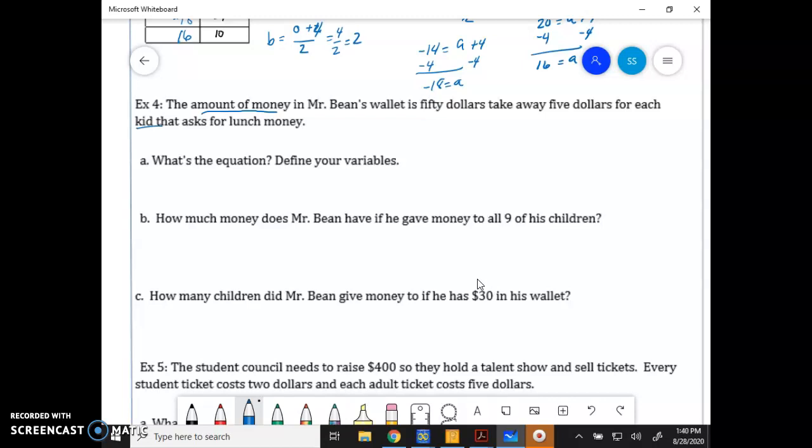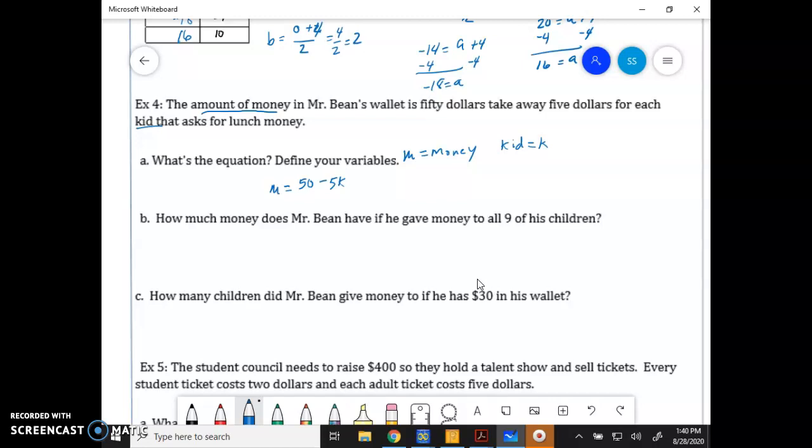Okay, so we're going to use the variables of amount of money. So let's just use M for money. All right, and the thing that's changing is kids, right? So let's do kids is equal to K, all right? So let's write a variable for this. So the amount of money that he has is equal to his $50 that he starts with, right? And we're going to subtract $5 for every kid. So we're going to put that as the variable K. All right, so there is our equation. And those are our variables defined.